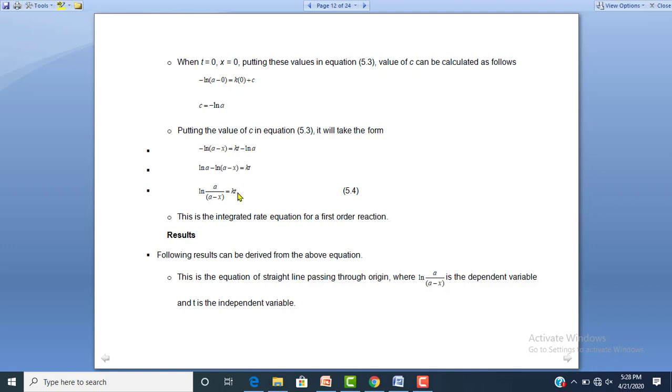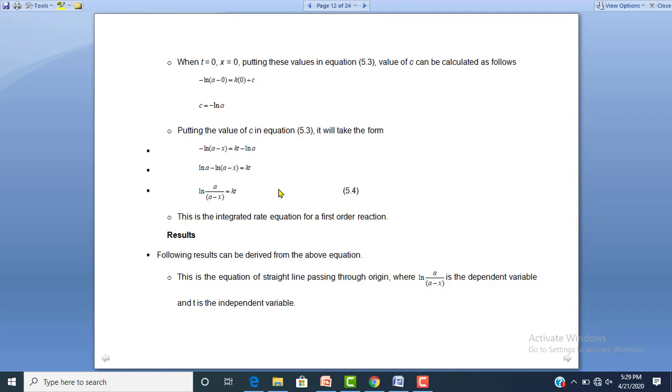So kt will be equal to, according to rules of the logarithm, if we have log m minus log n, then we will write log m over n. So this equation will become equation 5.4 as log natural a over a minus x will be equal to rate constant k into time t. So from the equation 5.4, we will be able to find out the rate constant expression for a first order reaction.